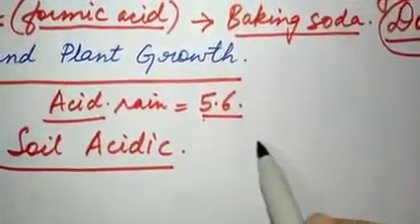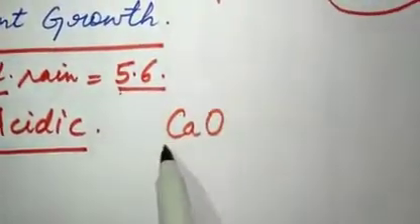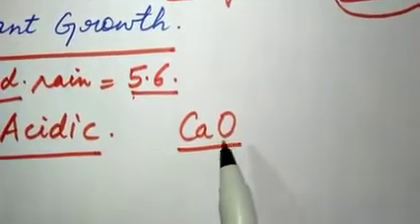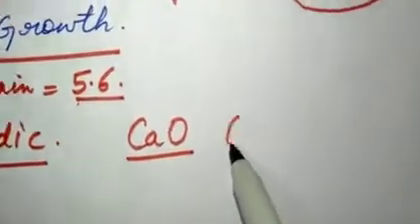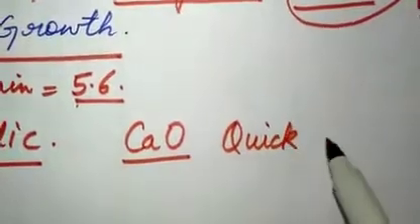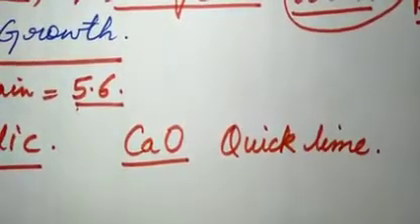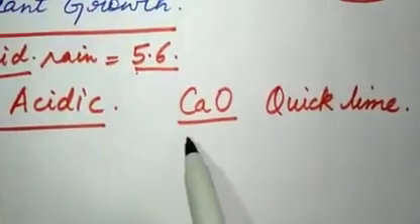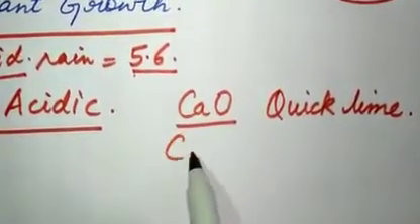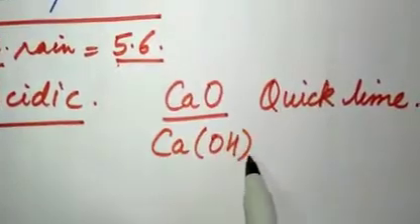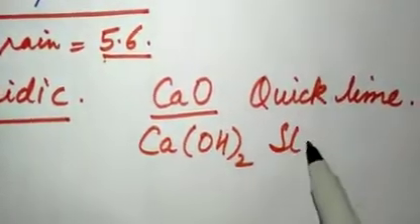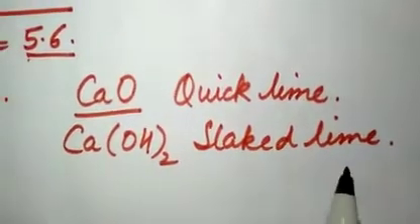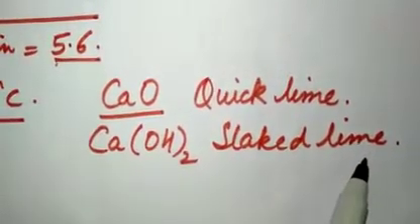One is calcium oxide. You should know the common names as well as the chemical names. Calcium oxide is the chemical name, and the common name of this is quicklime. We can put some quicklime in the soil to remove the acidic nature of the soil. Then one is calcium hydroxide. Its common name is slaked lime. Slaked lime can also be poured to neutralize the effect of the acid.